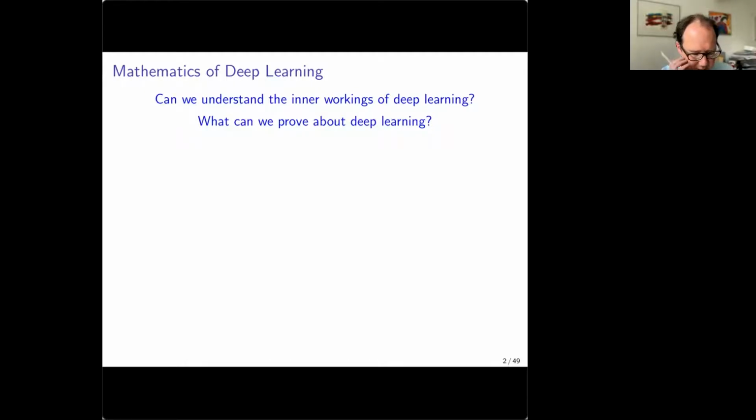So the general question in deep learning is, it's working quite well, so I didn't put any examples now, but I guess everybody of you has some examples in mind. And so the question is, can we understand actually what's going on here? Why is this working very well? And so can we understand the inner workings of deep learning, or what can we actually prove about deep learning?